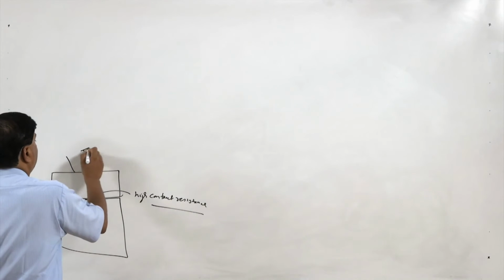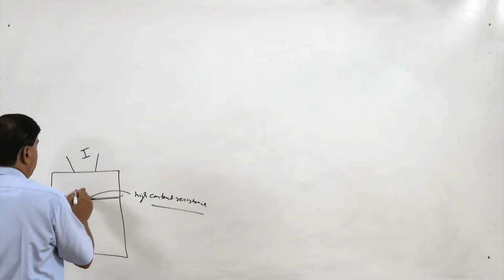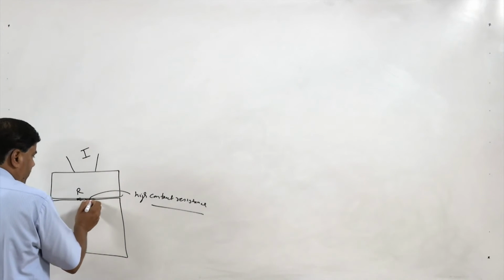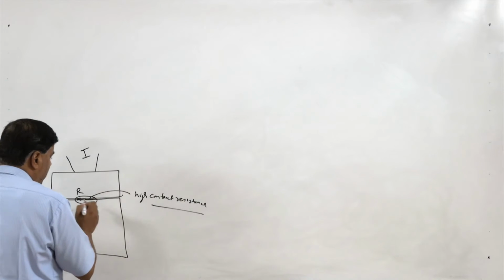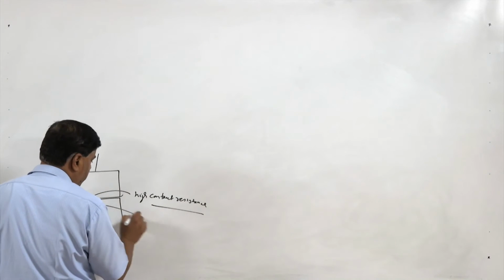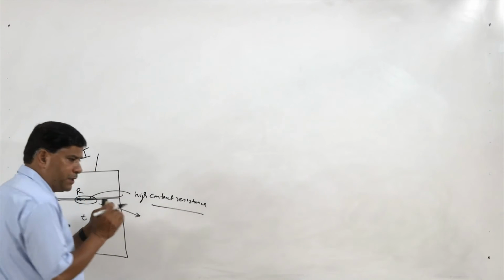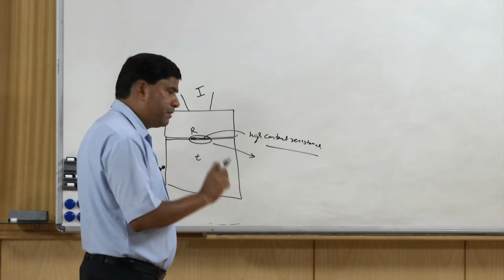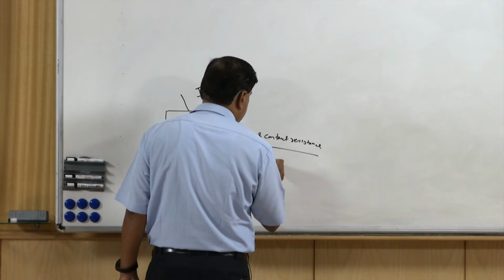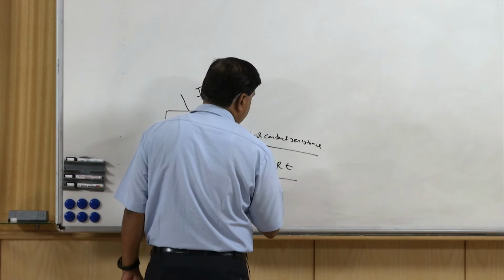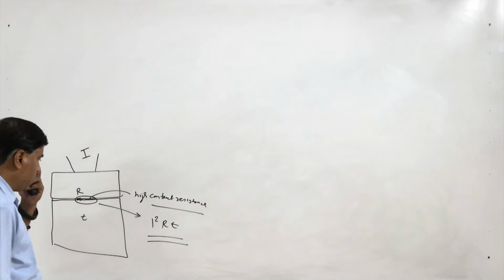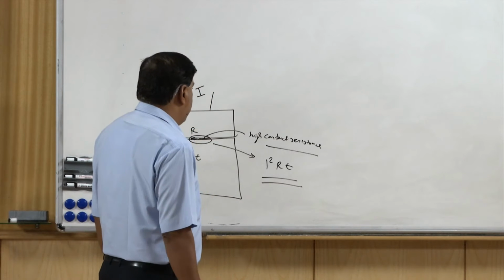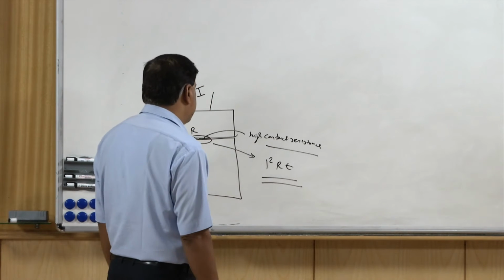So, flow of a high current I and a high R value for a certain time leads to the development of a very high magnitude of heat. This heat is basically used for the softening of the interface, and sometimes a little bit of melting also takes place. So, I squared R T heating is involved, where T is the time for the flow of current, R is the contact resistance, and I is the welding current which is fed.